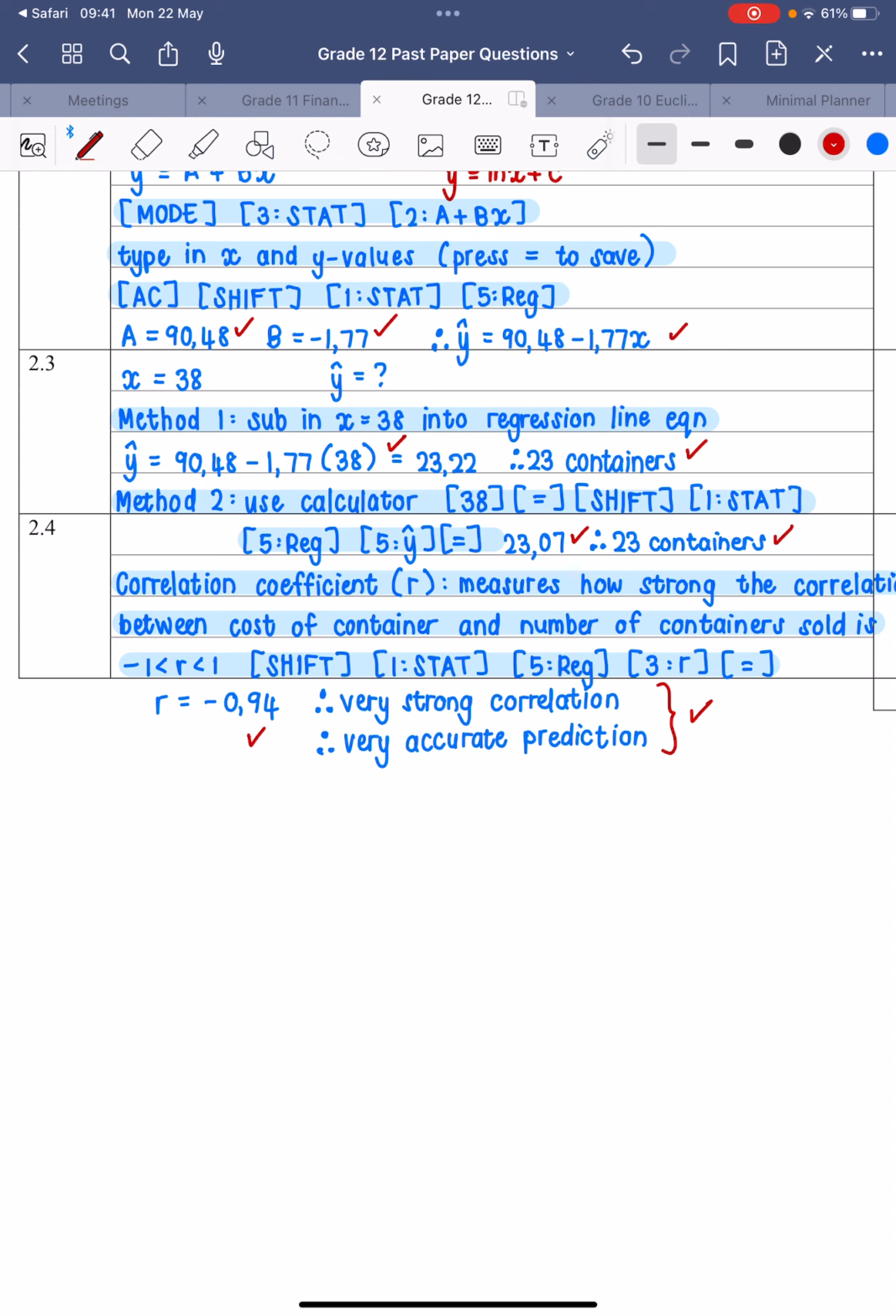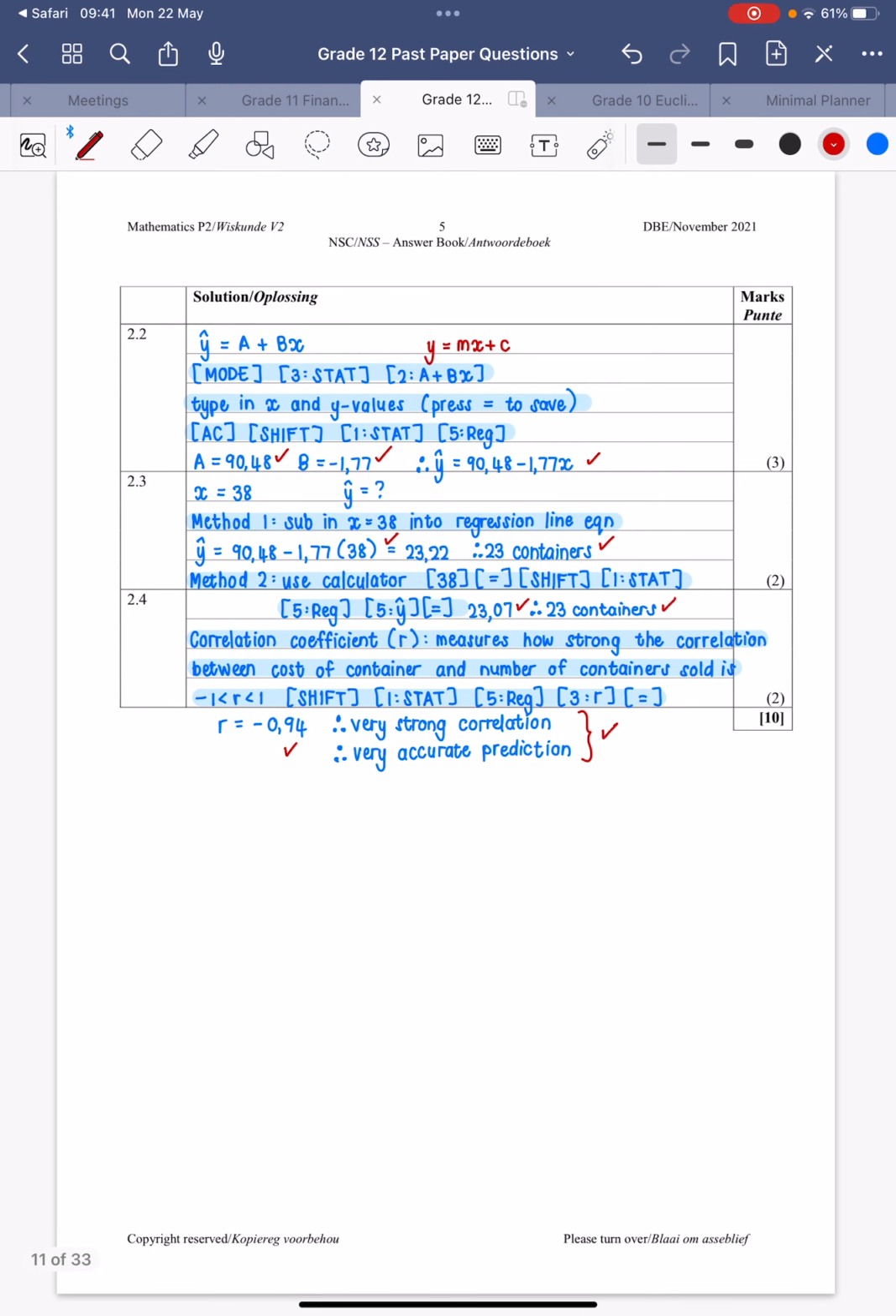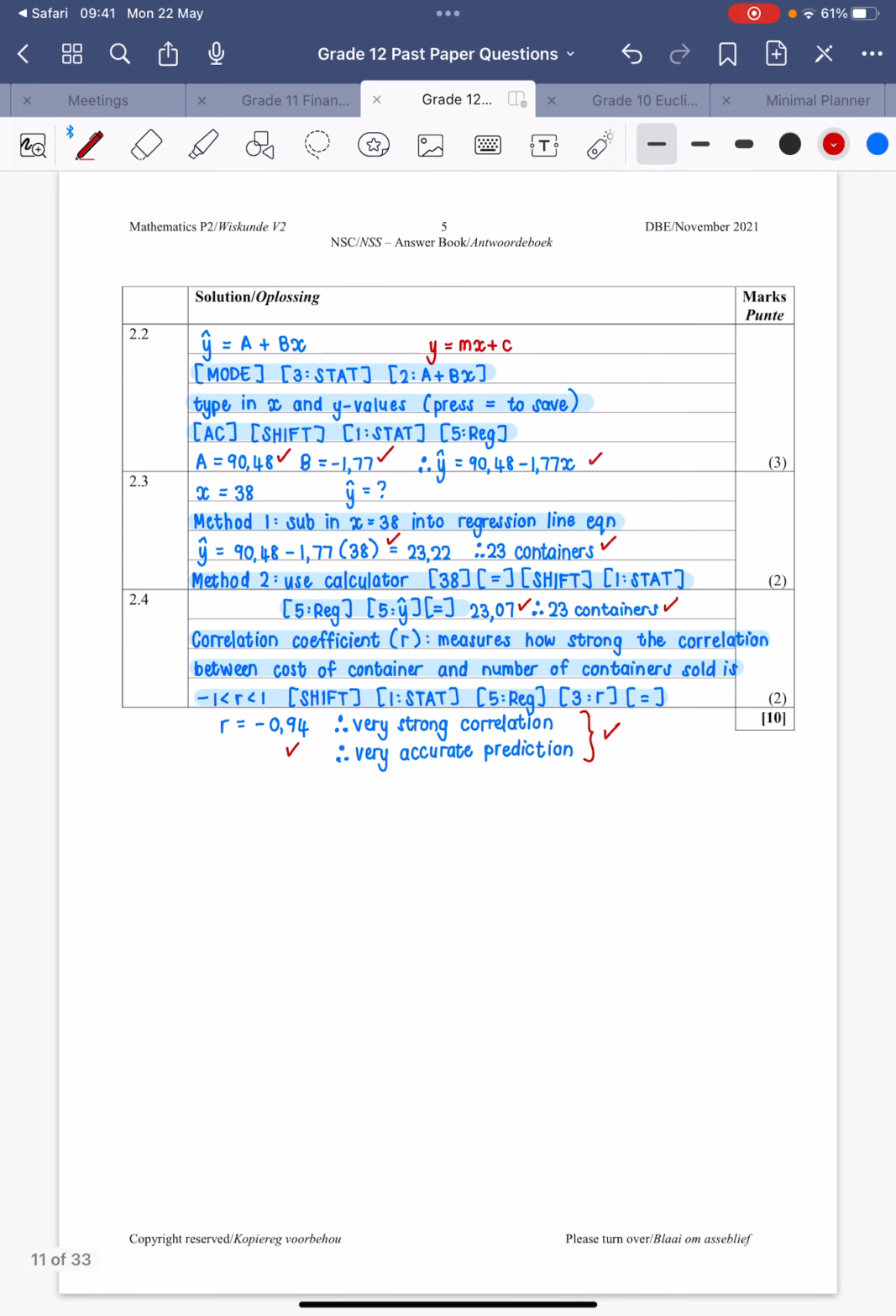Okay. So guys, this was 10 marks, meaning all of this should have taken you 10 minutes. Okay? And you should be getting all of these 10 marks. It's calculator work, it's steps that you are memorizing, and you need to be able to know that is how you find your regression line, that's how you write it out, that is how you do the prediction, and then that's how you find your correlation coefficient.